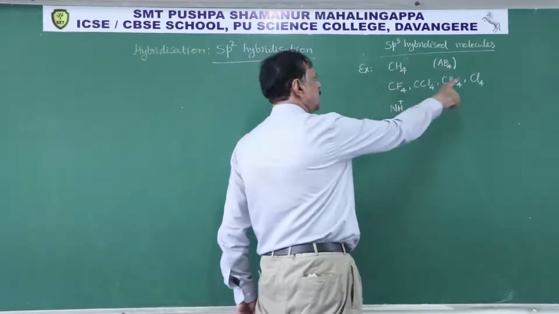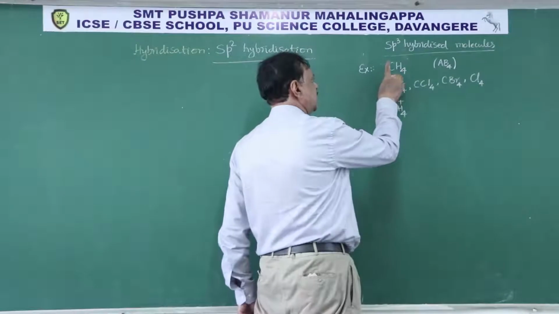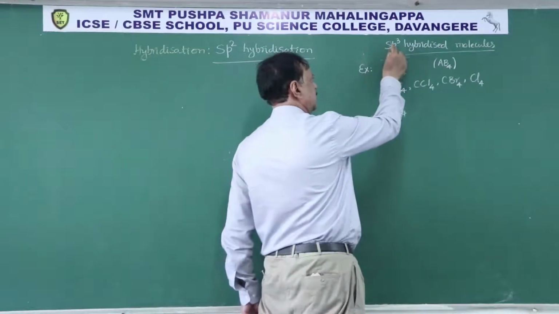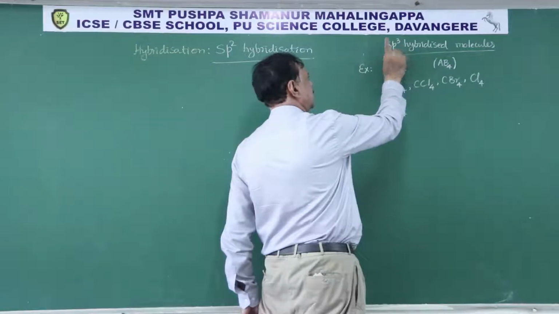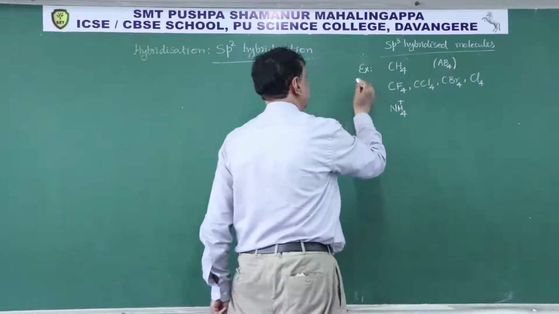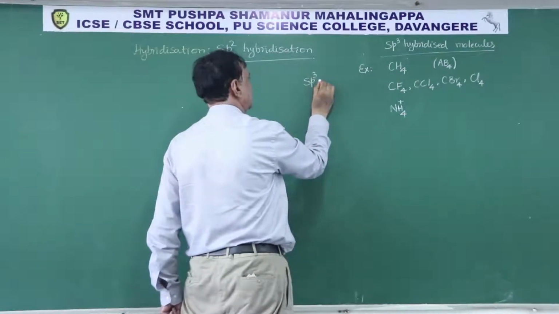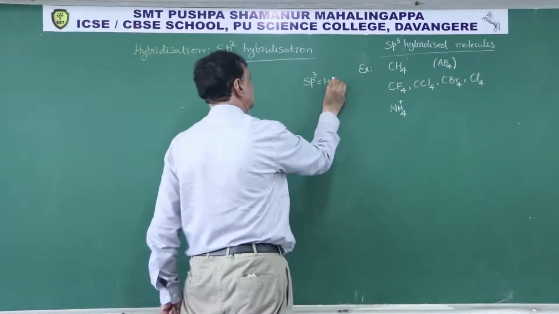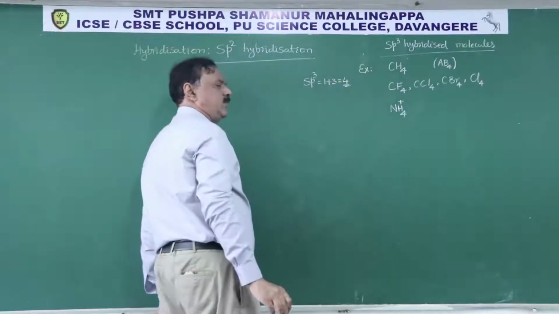Now, how do we say that this is sp3 hybridization? I will give a small explanation. Here s to the power of 1 plus p to the power of 3 is equal to 4. In sp3 the answer should be 4. I will give the shortcut method: 1 plus 3 is equal to 4.